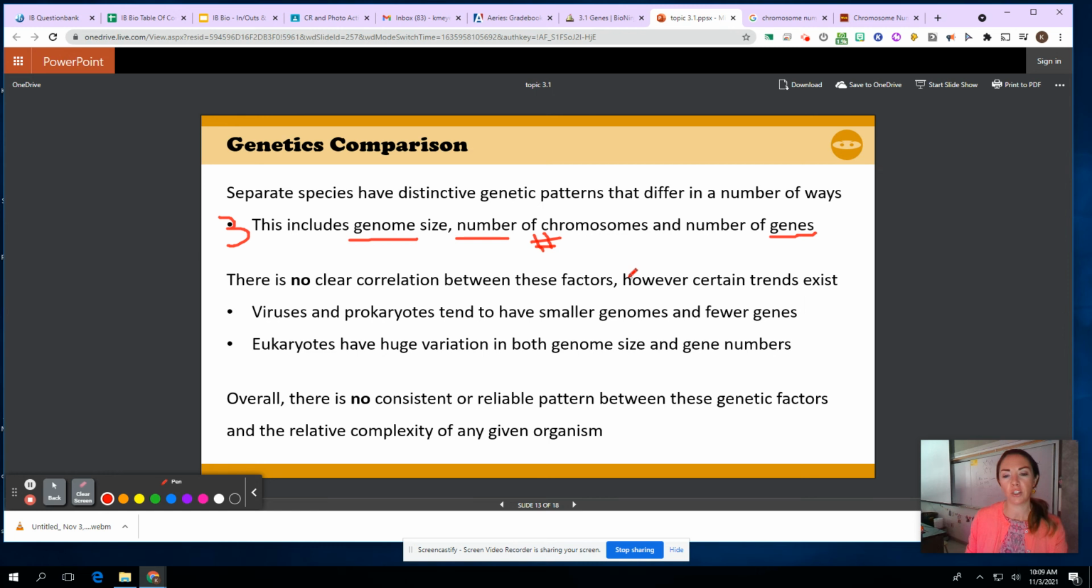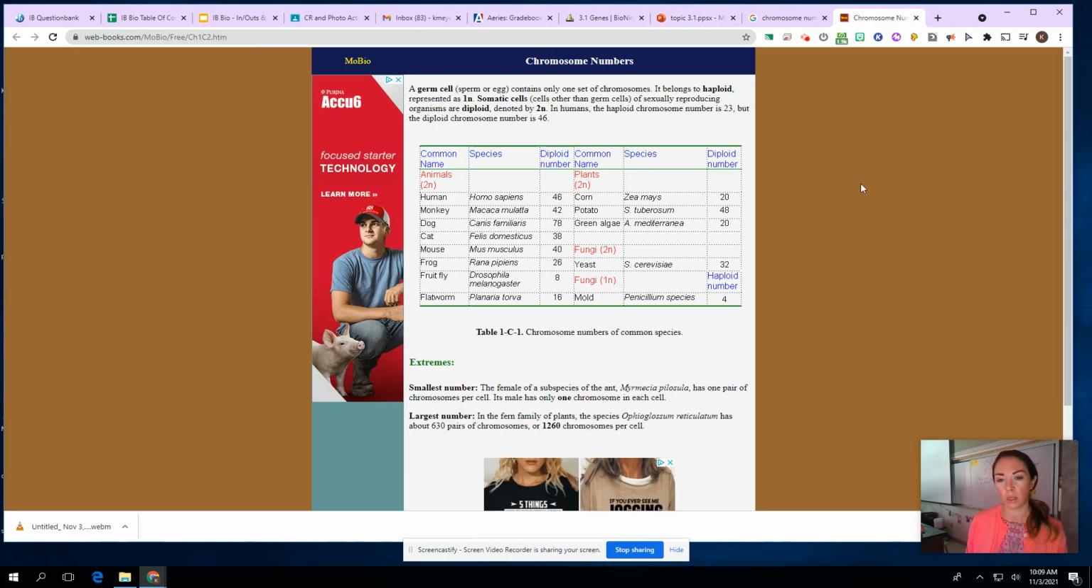So no clear correlation between these factors, looking at whether the number of chromosomes affects its complexity, the number of genes, or the genome. For instance, if you've seen this chart, I think we looked at it earlier, right? A human has 46 chromosomes, but a dog has 78, and a fruit fly has 8. A mouse has 40.